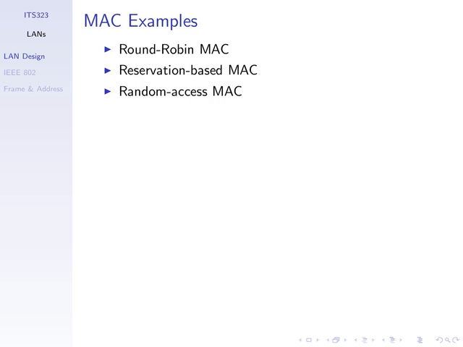And we need 1, 2, 3, 4 volunteers. 1, 2, 3, 4. Come to the front. Quick. Hurry up. No, 4 is enough. We only have 4 stations. Come to the front. 1, 2, 3, 4. These are our 4 stations. Okay?